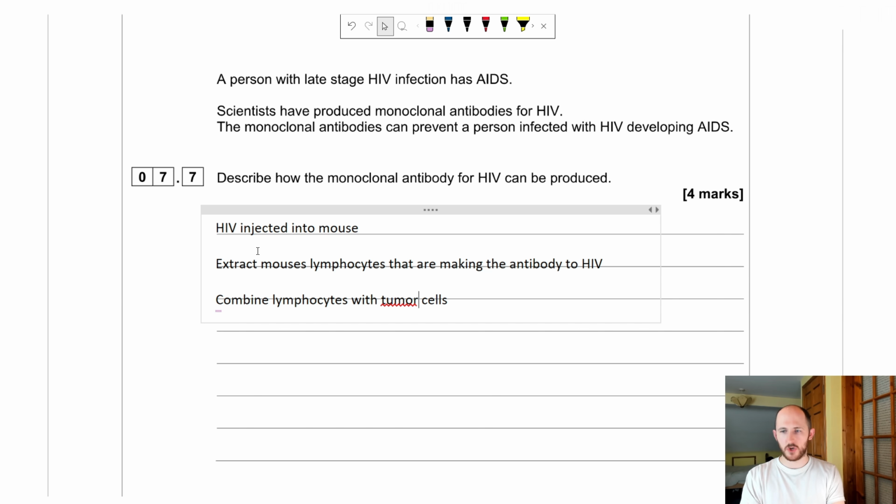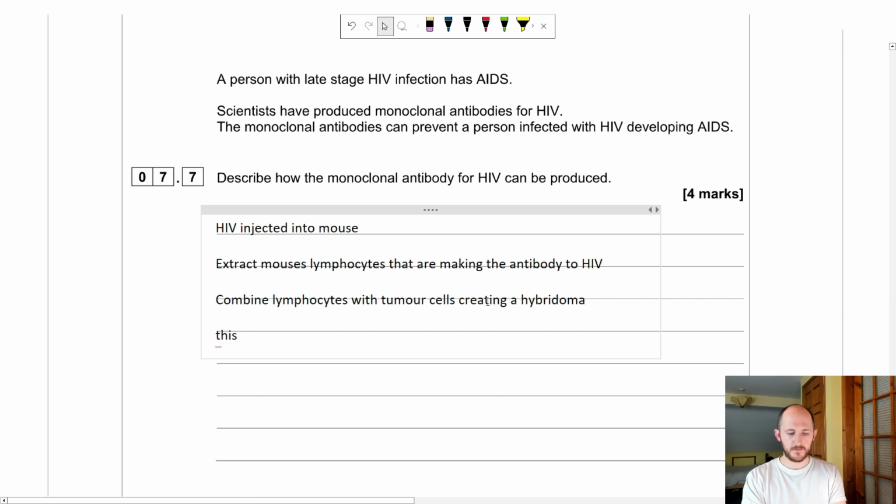Well, tumors are cancer, right? Cancer's really useful because what cancer is, is uncontrollable cell division. That's why they grow so quickly, because instead of having the normal limit, they just keep growing forever. So the idea here is you're going to produce a lot of lymphocytes in a short period of time, creating something called a hybridoma.